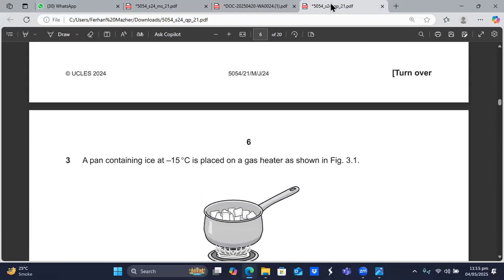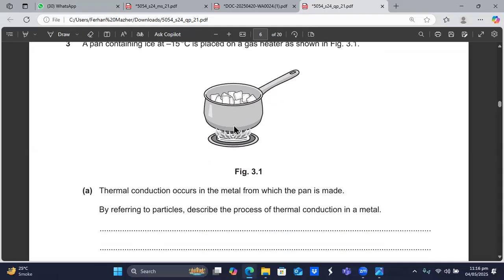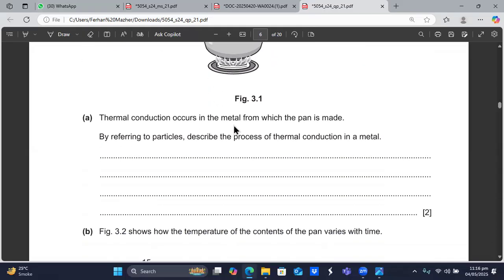Now we are moving to the question number 3. So question number 3 is showing up on your screen. A pan containing ice at minus 15 degrees centigrade is placed on a gas heater as shown in figure 3.1. A part, he says, so this is a gas heater. Here we have a pan and we have placed ice cubes which are at minus 15 degrees centigrade and we are heating them. So A part, question number 3, A part, he says thermal conduction occurs in the metal from which the pan is made.